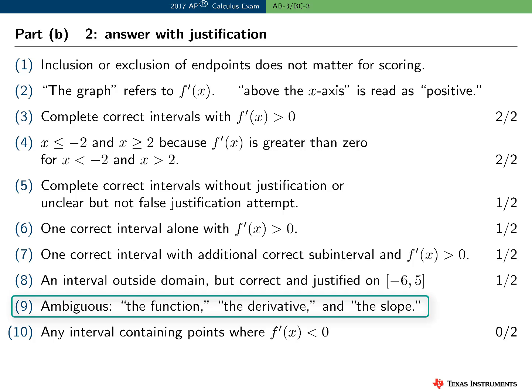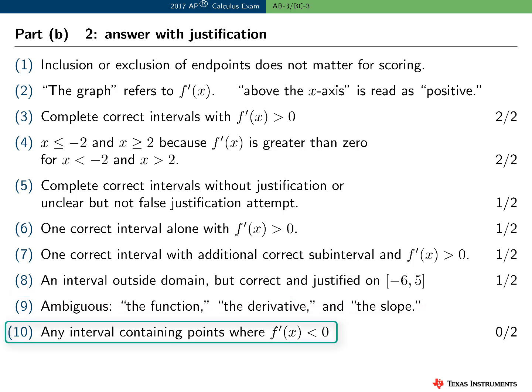In reading for the justification, these phrases are considered ambiguous: the function, the derivative, and the slope. And finally, if the student presented any interval in which there were values where f prime of x is less than 0, they would not earn any points in Part B.